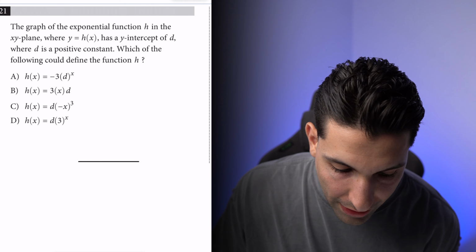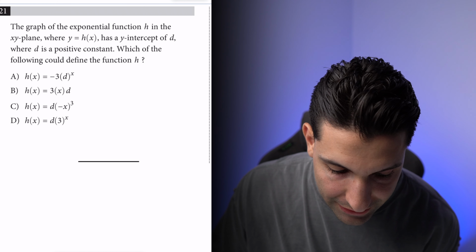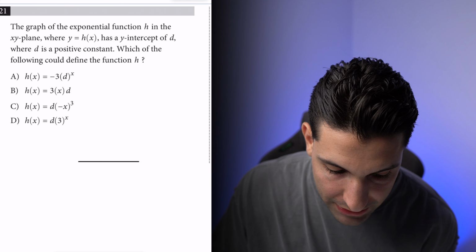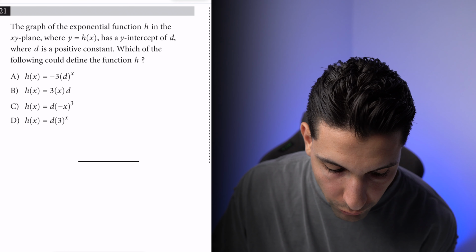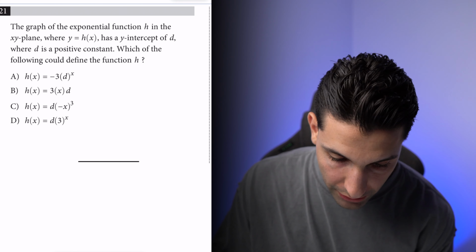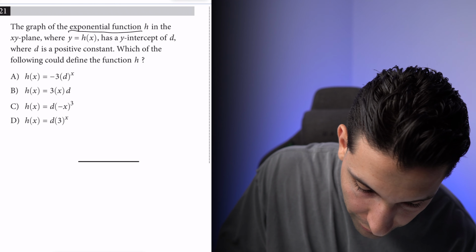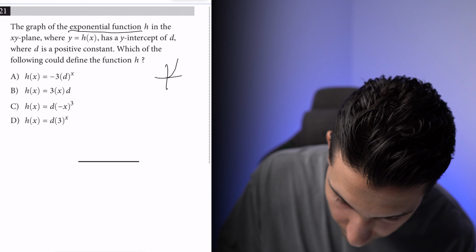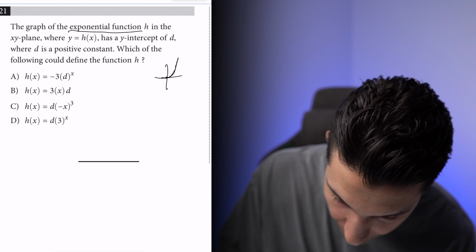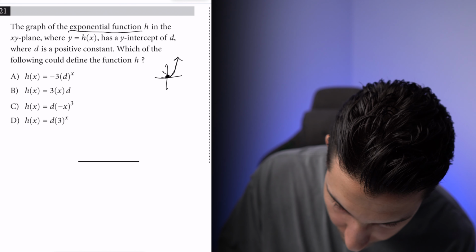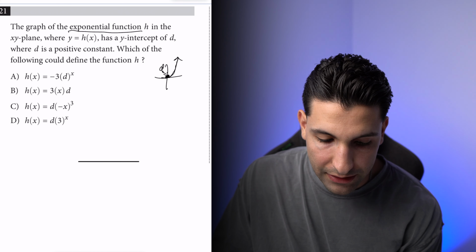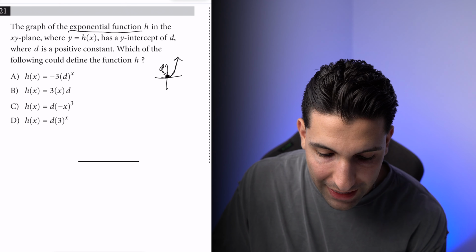Problem number 3. The graph of the exponential function h of x in the xy plane, where y equals h of x, has a y-intercept of d, where d is a positive constant. Which of the following could define the function h? So what do we know? We know it's an exponential function, so that means it looks like this on a graph. It starts here, and then it gets up really, really fast, and this point is d. D is the y-intercept where d is a positive constant. Which of the following could define the function h?